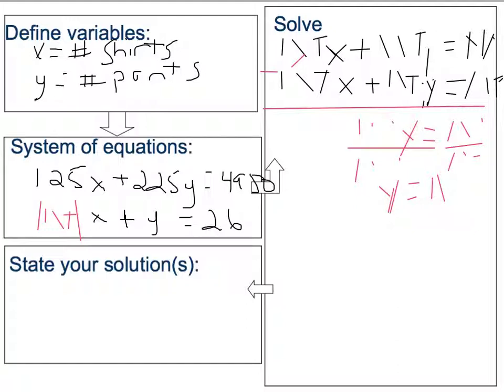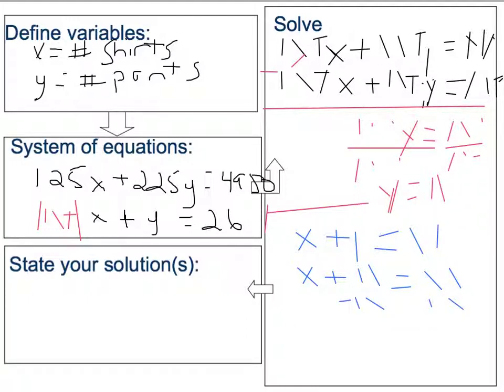Okay, I'm going to use this equation here, my original, before I multiplied, to fill in for y. Okay, so I know that y is 17, so I'm going to substitute 17 for y. Okay, if I subtract, I get x is going to be 9. Okay, so my solution is x is 9 and y is 17. Okay, so to write this in a complete sentence, Missy bought 9 shirts and 17 pairs of pants.